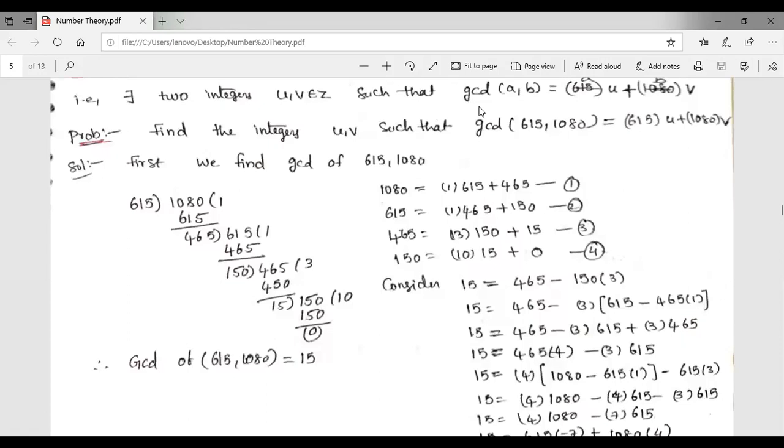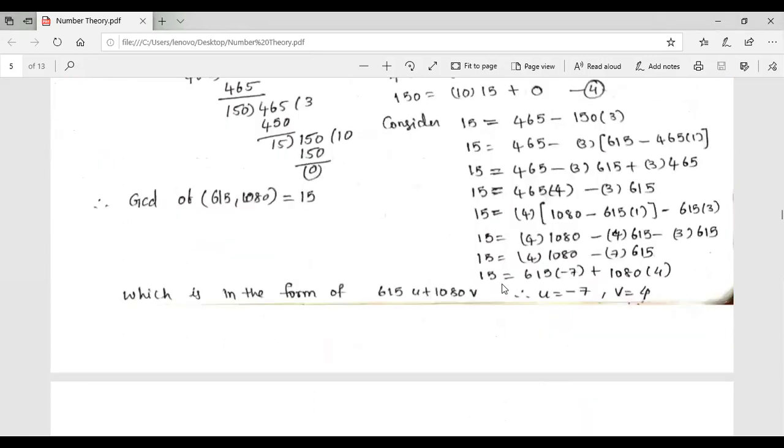Here we have to find the u and v values using the Euclidean algorithm and division theorem. So the given integers 615 and 1080 give a linear combination 15 is equal to 615 into minus 7 plus 1080 into 4. So here u is equal to minus 7 and v is equal to 4.